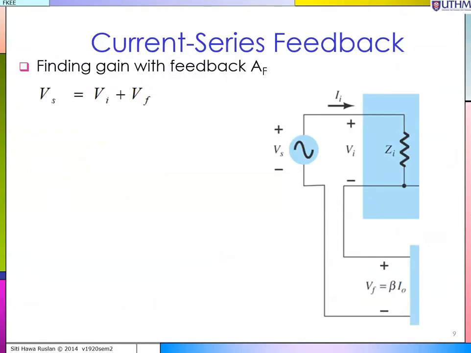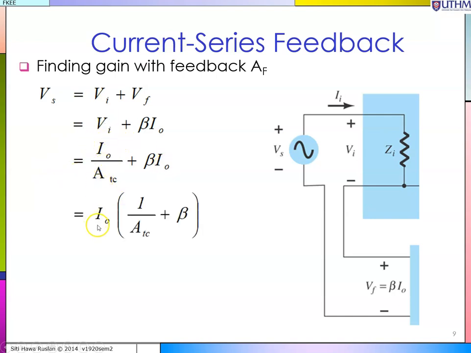So now we want to find the gain when we employ negative feedback for the transconductance amplifier. At the input section, the Vs, Vi and Vf relationship is minus Vs plus Vi plus Vf equals 0 using Kirchhoff's voltage law, or we can simply say that Vs equals Vi plus Vf, and Vf is beta Io, so substitute Vf with beta Io, and Vi is Io over Atc. This is from the gain without feedback. Okay, Atc is Io over Vi. So you just simply substitute Vi with that, and you have Io, factor it out.